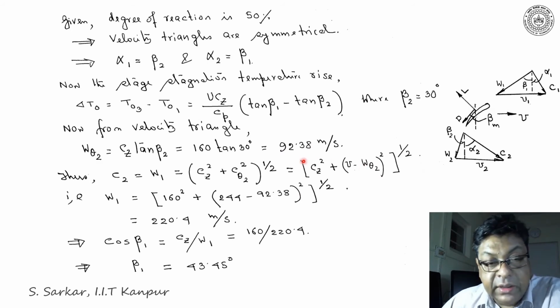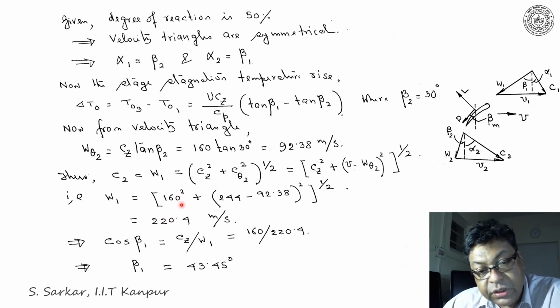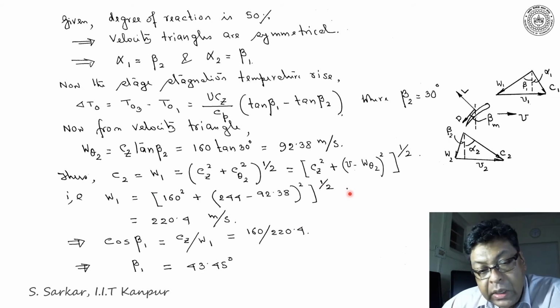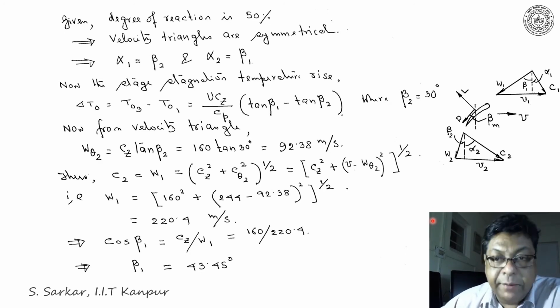I have evaluated W theta 2. I know the value of U. I know the value of Cz. Thus W1 is equal to 160 squared plus within bracket 244 minus 92.38 whole square to the power half. So if you do this calculation, you will get W1 as 220.4 meter per second. So I have got W1 here.